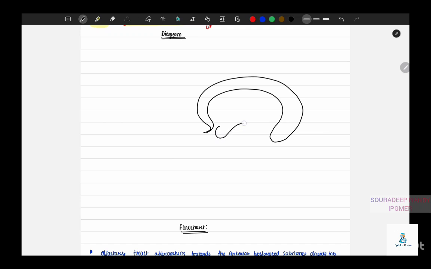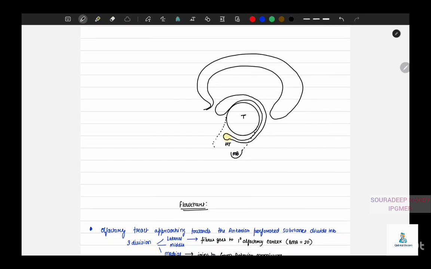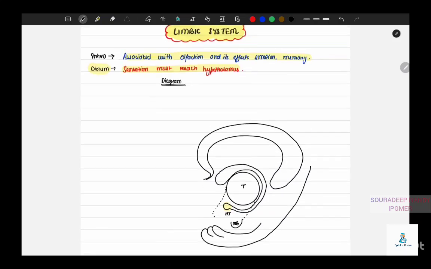So here is the corpus callosum. Here I am drawing the caudate nucleus. The tail of the caudate nucleus contains the amygdaloid body. Here is the thalamus. Below the thalamus there is the hypothalamus. The mammillary body is a part of the hypothalamus. Now here I am drawing the hippocampus, which looks like the paw of a tiger.